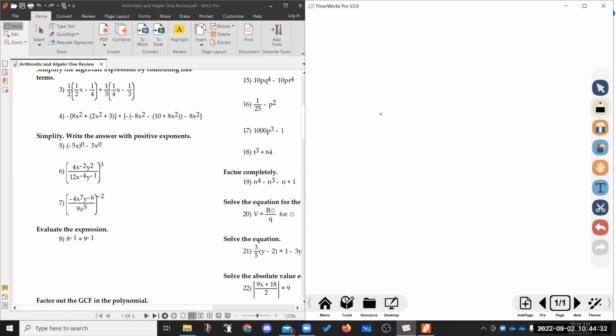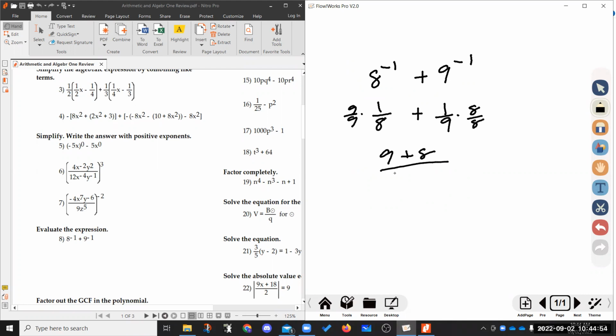Now we're going to deal with some negative exponents. 8 to the negative first plus 9 to the negative first is the same as saying 1/8 plus 1/9. And we're going to make common denominators by multiplying by 9 over 9 and 8 over 8. This is 9 plus 8 over 72, which is 17 over 72. I think we had those same numbers here somewhere.